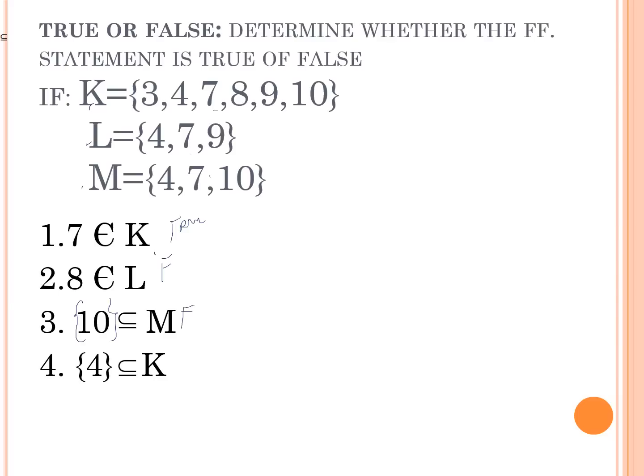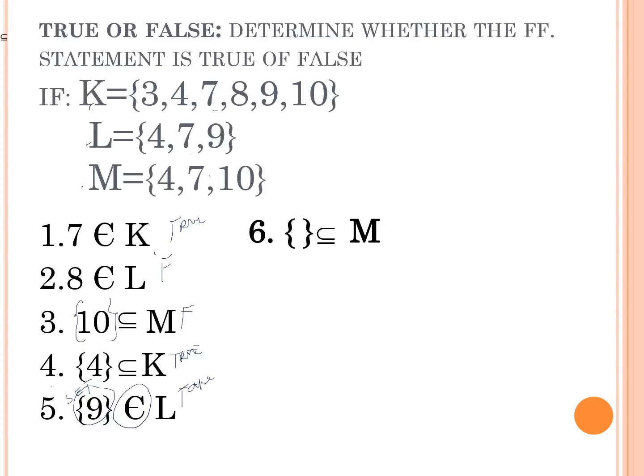Number 4, a set containing 4 as an element is a subset of K. Yes, that is true. Number 5, 9 is an element of L. Since this is enclosed by braces, it means that it is a set. So a set cannot be an element of a certain set. Okay, so this is false.